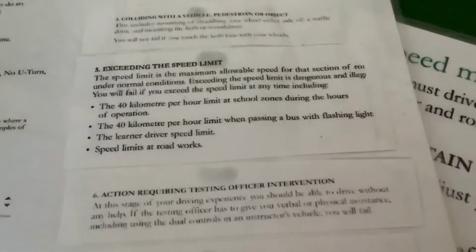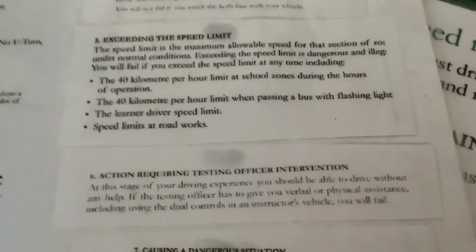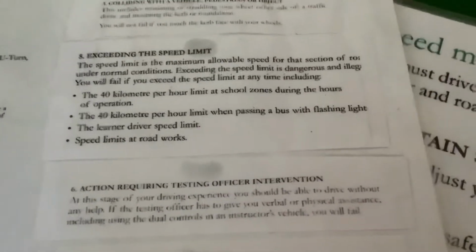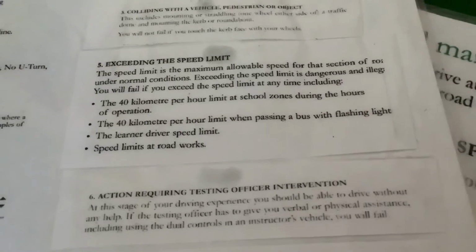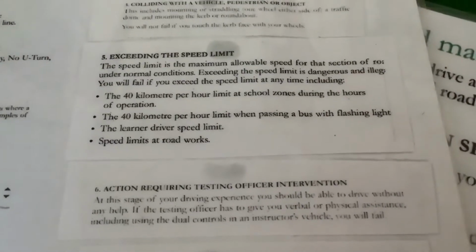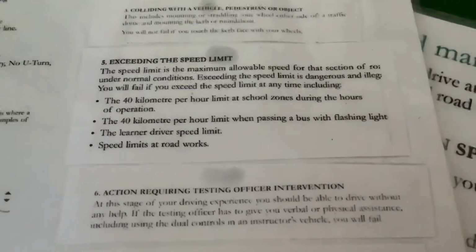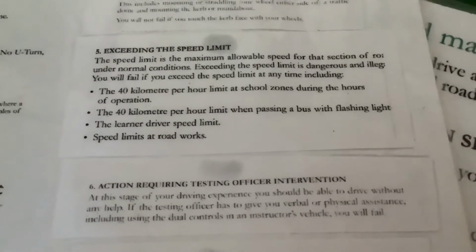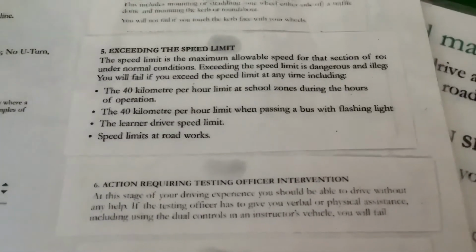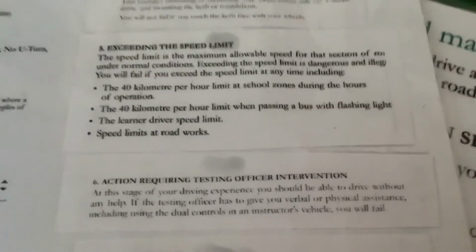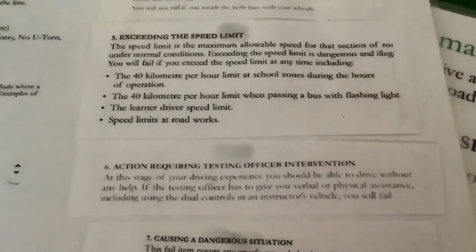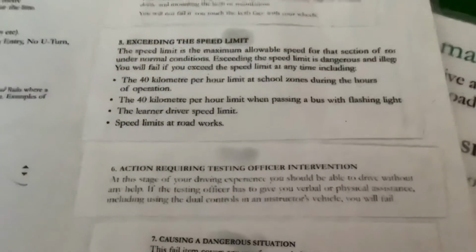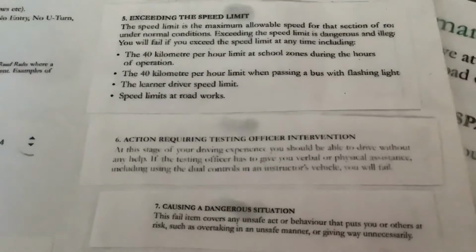F6. Oh, this is my very favorite one. So, example, action requiring testing officer intervention. At this stage of your driving experience, you should be able to drive without any help. If the testing officer has to give you verbal or physical assistance, including using the dual controls in an instructor vehicle, you will fail. So for example, if the testing officer says verbally yes, no, go, stop, or brakes, that means okay, that's finished. You're not driving solo.